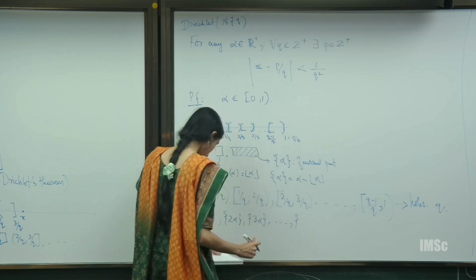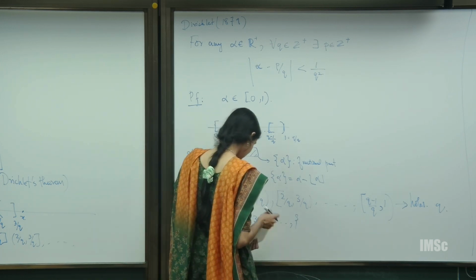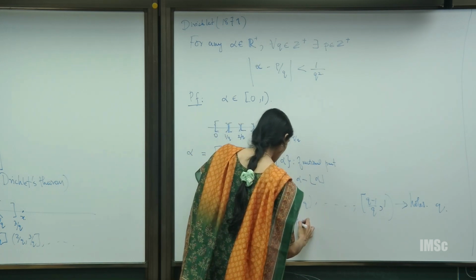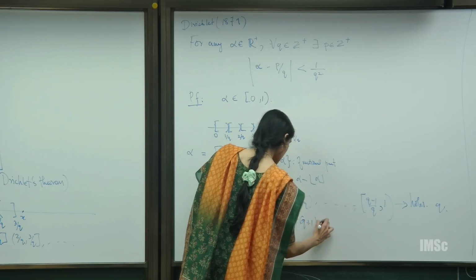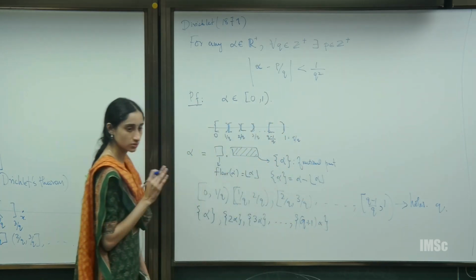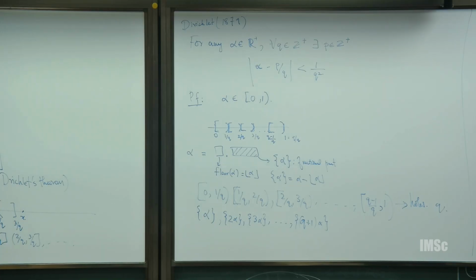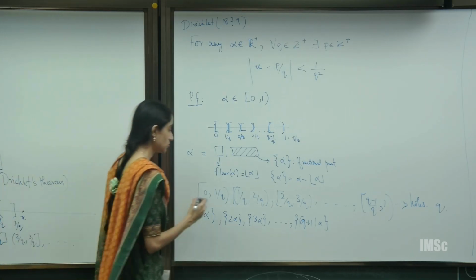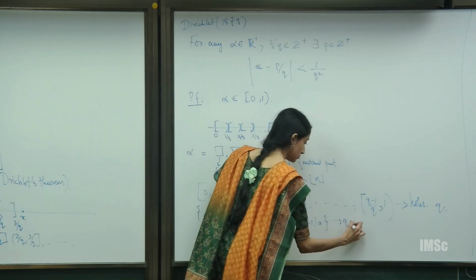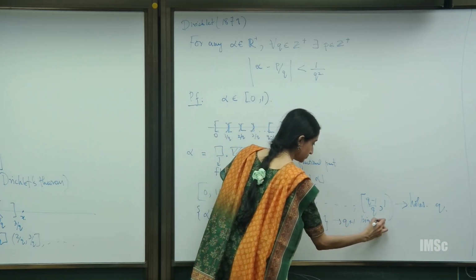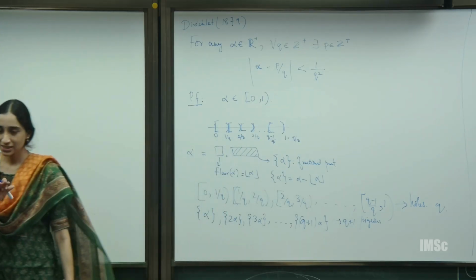Maybe I will take 1 to q plus 1, I think it's fine. Just multiplying and taking the fractional part. So there are q plus 1 pigeons, there are q holes.